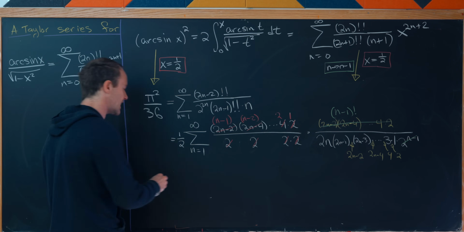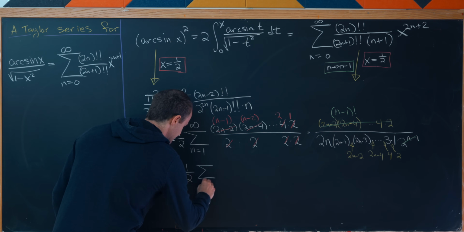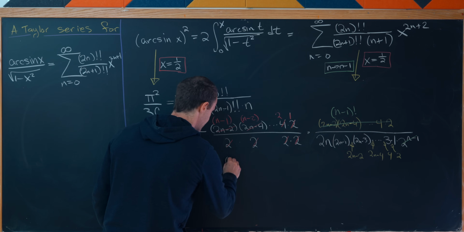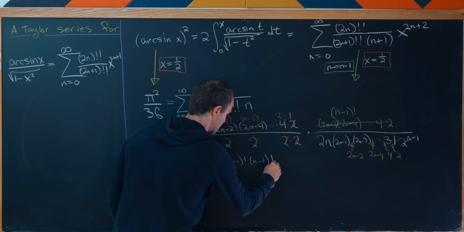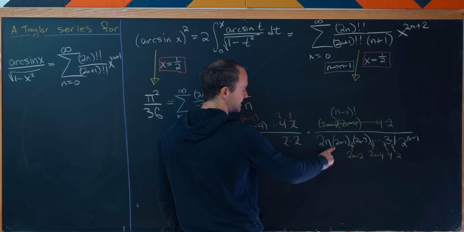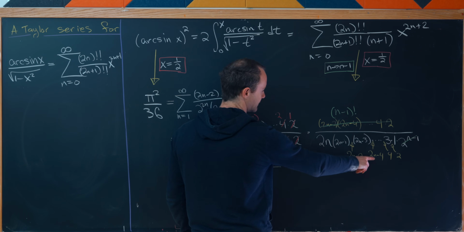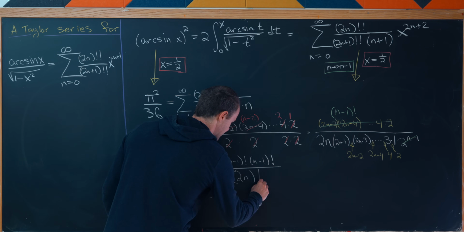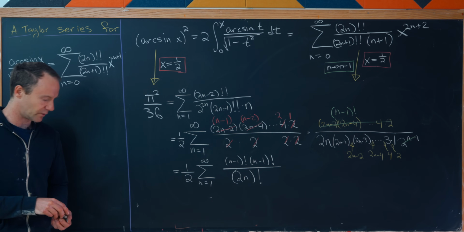Okay, so let's see what we have when all is said and done. We have 1/2. And then we have the sum as n goes from 1 to infinity. I'm left with n minus 1 factorial times n minus 1 factorial in the numerator. And then in the denominator, all I'm left with is this 2n, 2n minus 1, 2n minus 2, 2n minus 3, 2n minus 4, all the way down to 1. That is 2n factorial. But this isn't quite everything we need.